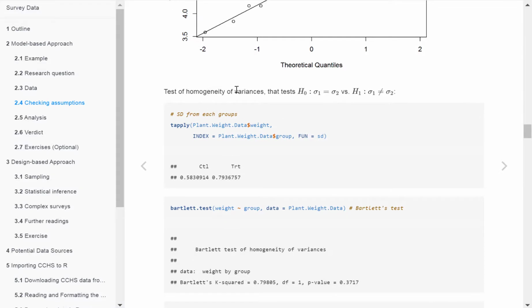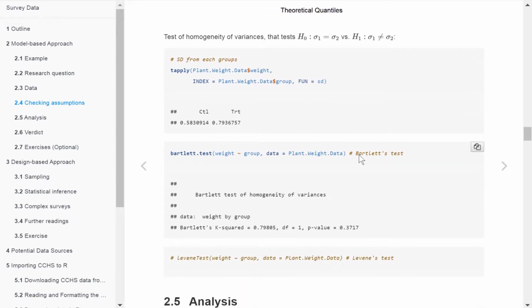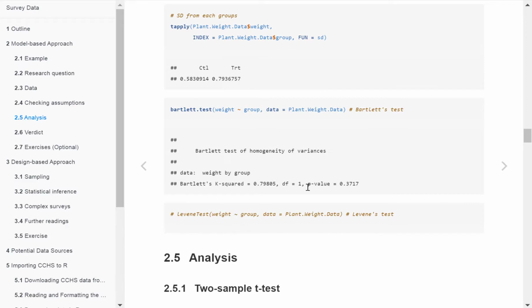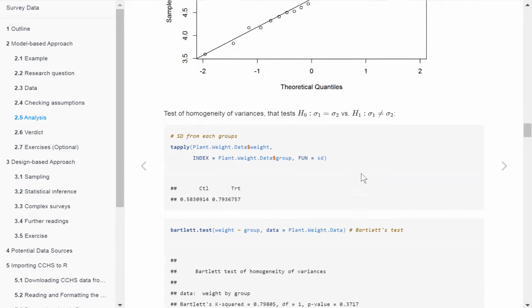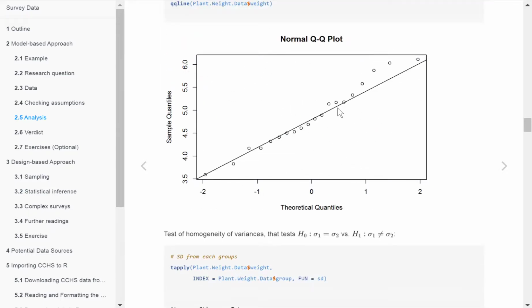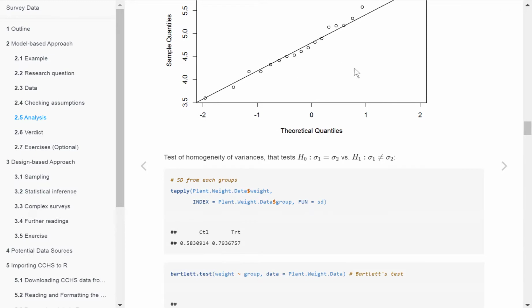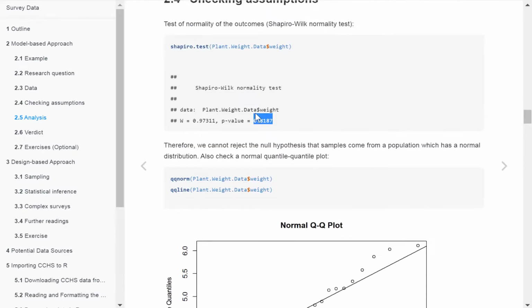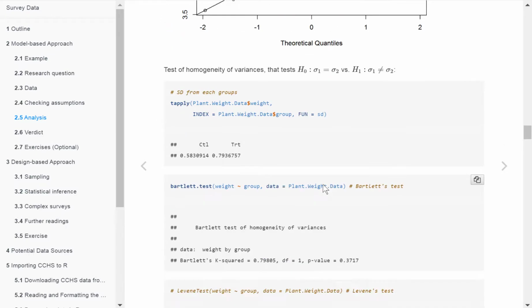Also, to test the homogeneity, there are a couple of tests of homogeneity. One of the tests that I'm using here is Bartlett's test, and based on that test I'm getting a p-value that is very high. So from that I can conclude that maybe the homogeneity assumption is also not violated. So from here we have seen that the normality assumption is not violated by this test, and the homogeneity assumption is also not violated by this test.